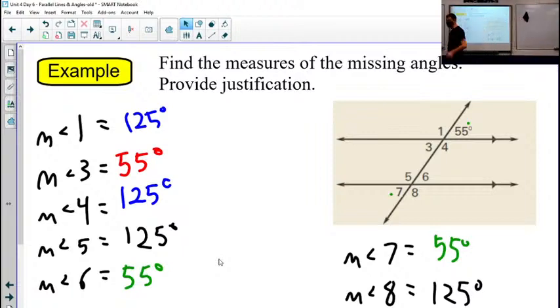There's a whole bunch of different ways to get these angles using the different types of angles that we have. It depends on which angles you start with and where you go from there. But those are your answers.